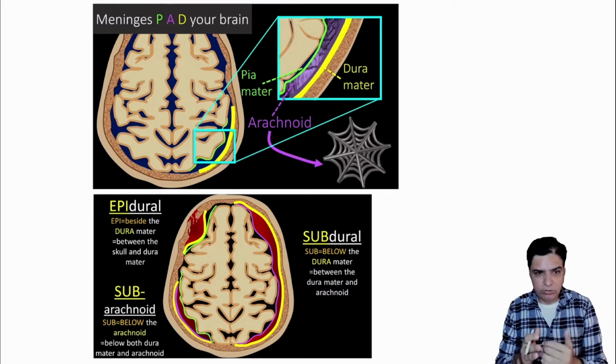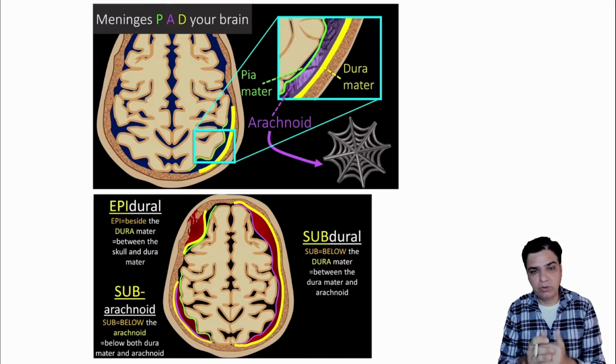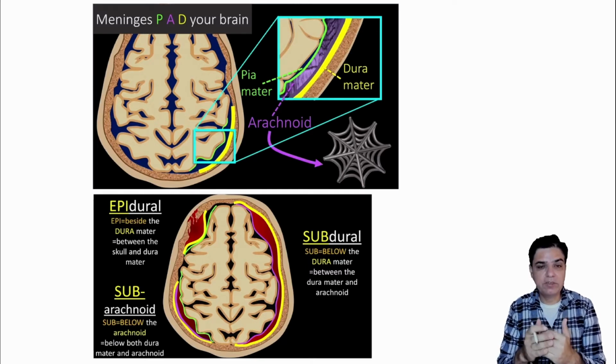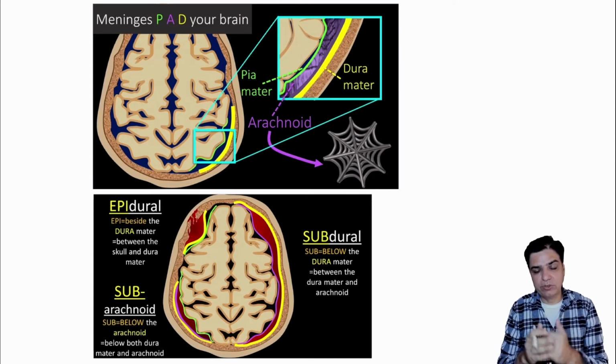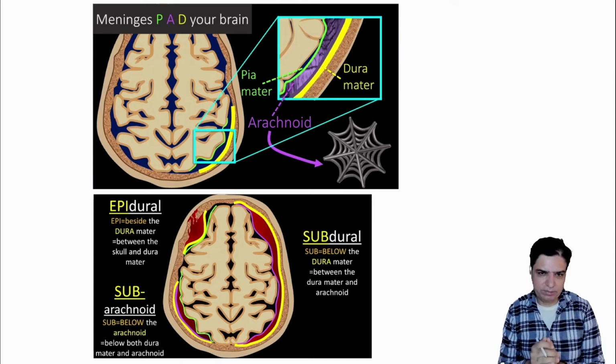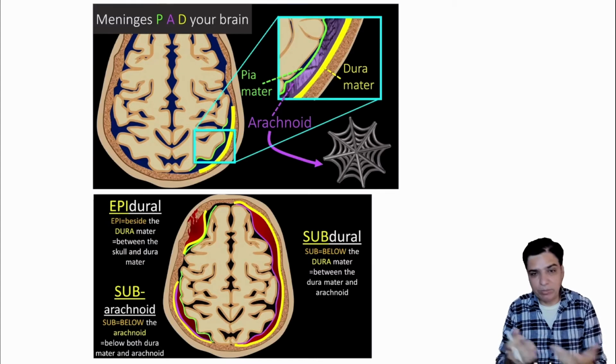Below that, as I told you, is the arachnoid. So there is a space between the dura mater and the arachnoid. That is known as the subdural space. So remember, there is a space between the innermost surface of the cranial bone and the dura. That is the extradural space. There is a space between the dura and the arachnoid, which is known as the subdural space. Then there is a space between the arachnoid and the pia mater, which is known as the subarachnoid space. And inside, obviously, would be intracranial.